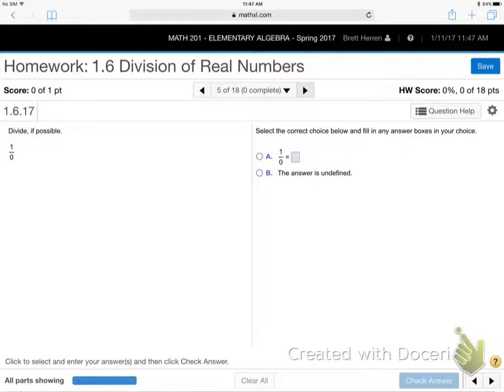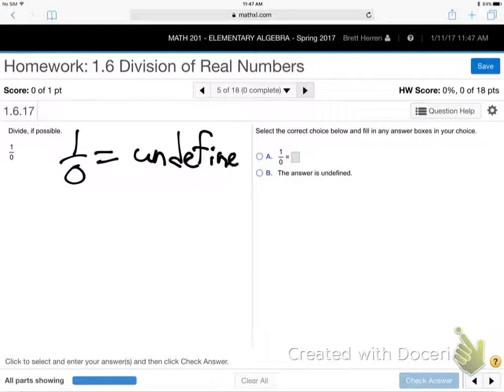That's correct. You cannot divide by 0. So, what is 1 over 0? It's actually undefined. What we mean by that is there's no answer. You do it in your calculator, it'll just tell you error. There's no answer. You can't do it.